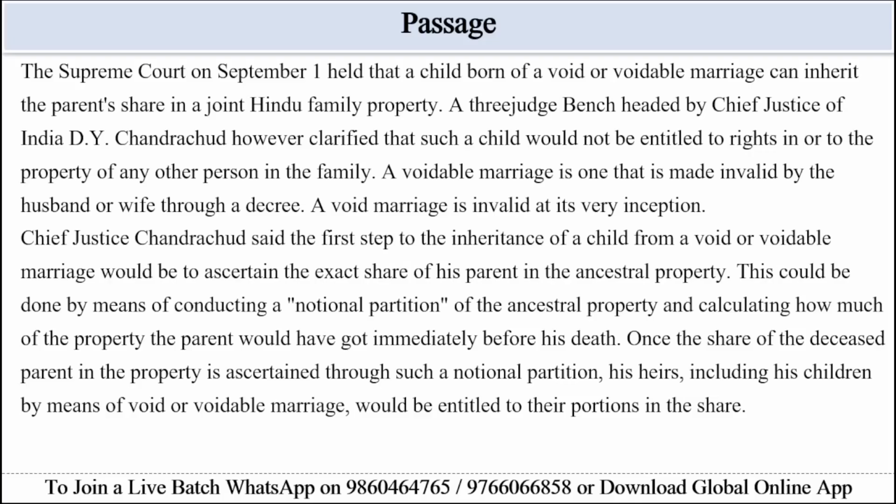Chief Justice Chandrachud said the first step to the inheritance of a child from a void or voidable marriage would be to ascertain the exact share of his parent in the ancestral property. This could be done by conducting a notional partition of the ancestral property and calculating how much of the property the parent would have got immediately before his death. Once the share of the deceased parent in the property is ascertained through such a notional partition, his heirs, including his children by means of void or voidable marriage, would be entitled to their portion in the share.